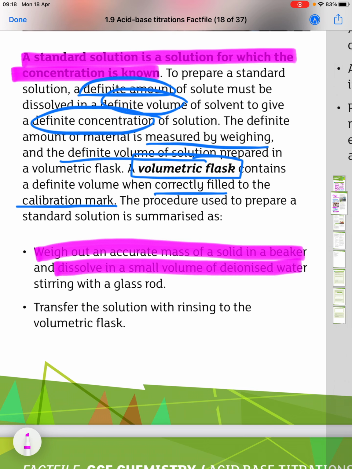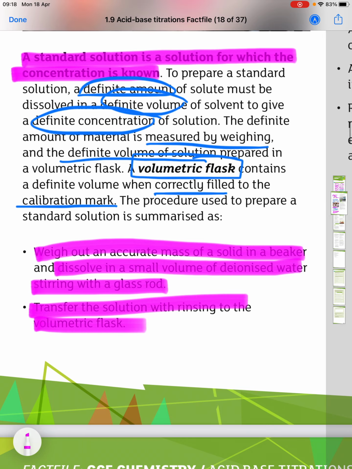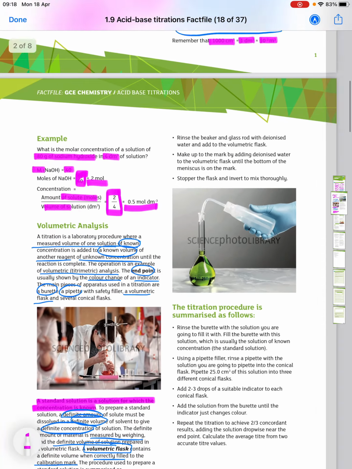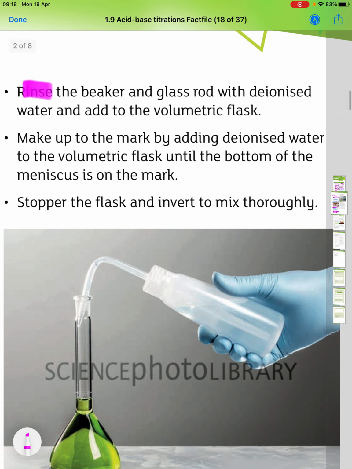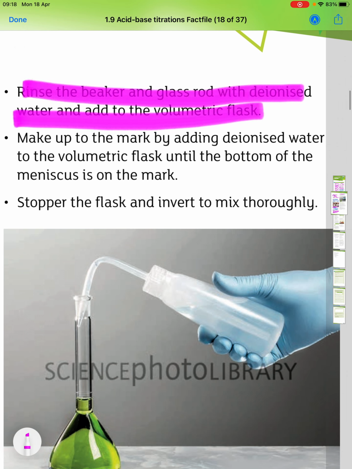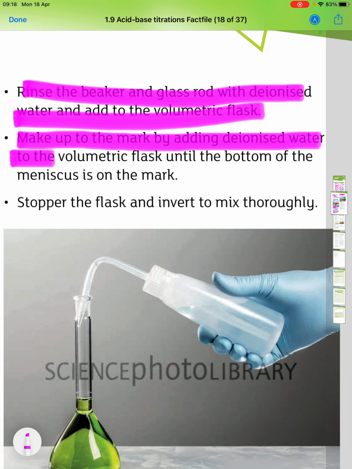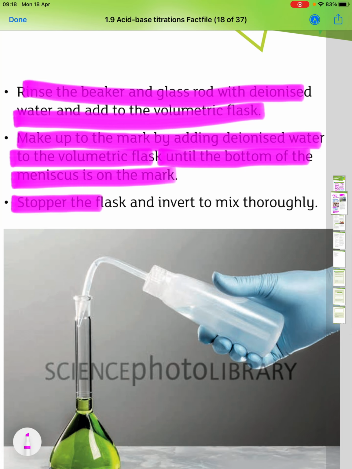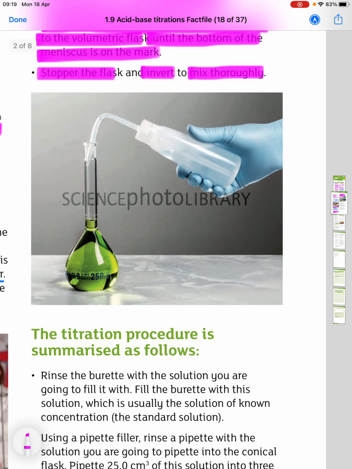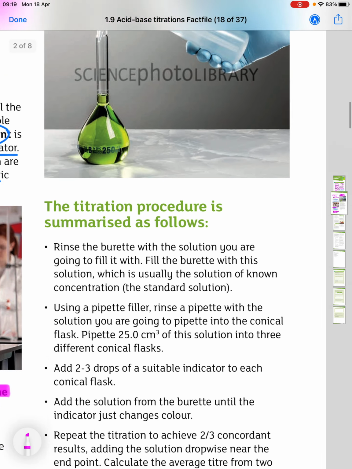First, you weigh out an accurate mass of a solid in a beaker and dissolve it in a small amount of deionised water, stirring with a glass rod. You transfer the solution with rinsing to the volumetric flask. Next, you rinse the beaker and the glass rod with deionised water and add to the volumetric flask. You make it up to the mark by adding deionised water to the volumetric flask until the bottom of the meniscus is on the mark, and you stopper the flask and invert it to mix it thoroughly.